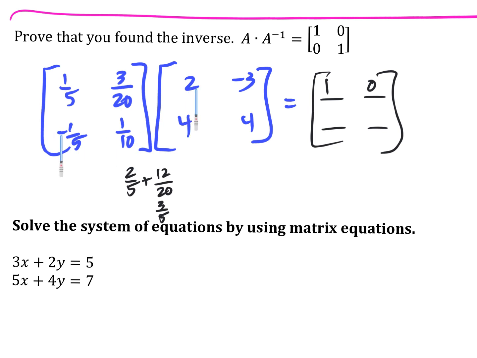Bottom row, left column. How about this guy? -2/5 plus 4/10 is the same as 2/5. -2/5 plus 2/5? 0. How about this guy? Last one. 3/5 plus 4/10 is the same as 2/5. 3/5 plus 2/5? 5/5, which gets me 1.